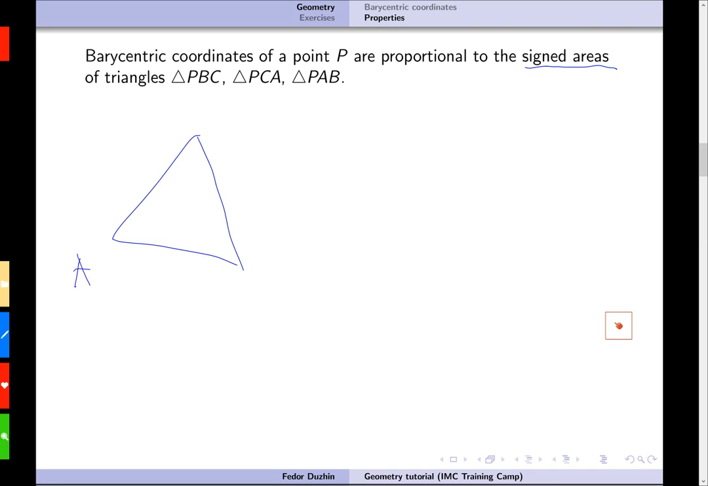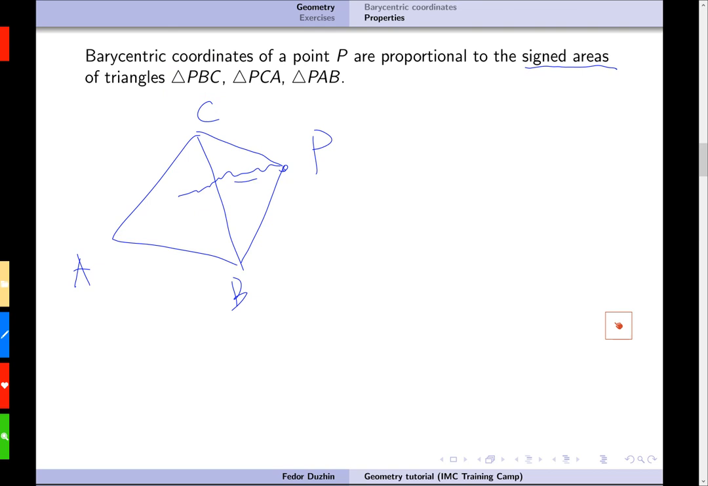It's just like this. So if this is, say, A, B, C, and P is here, then in this case, the area of the triangle PCB is taken with a negative sign. But the areas of the triangles APC and APB are still taken with the positive sign. So the sign of the area changes if you move the point P, and whenever it crosses the line BC, then the sign of the area of the triangle PBC changes from plus to minus.